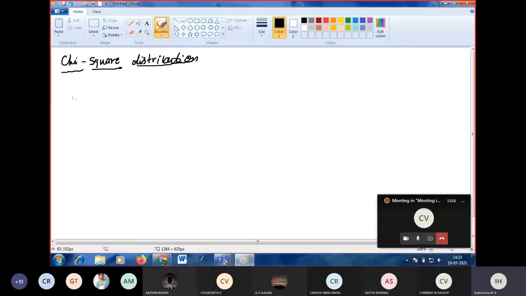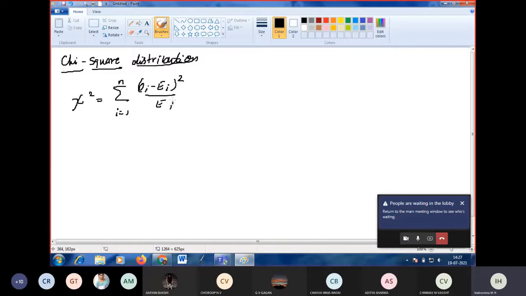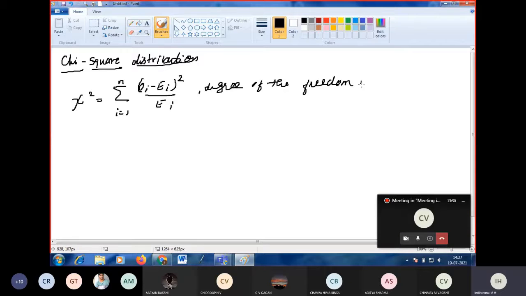Chi-square distribution is generally denoted by the symbol chi. So chi-square is equal to the summation from i equals 1 to n of (Oi minus Ei) whole square divided by Ei. Here the degree of freedom is n minus 1. So what is Oi, what is Ei, and what is degree of freedom?